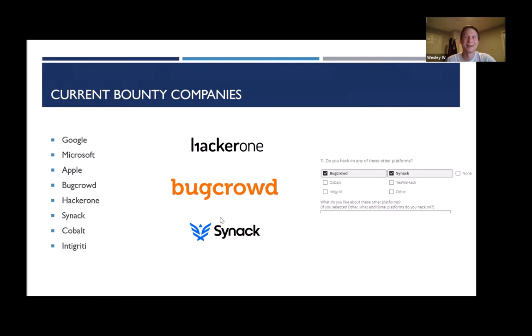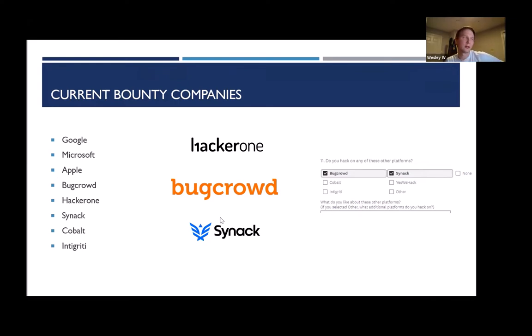So the chart of where bug bounties started off and their history doesn't really capture who's doing bug bounties today. So I made this list just out of my own opinions. I'm sure tons of people are missing and tons of people would be mad if they thought of this as the only list of companies doing bug bounties. But there's kind of two groups of companies.